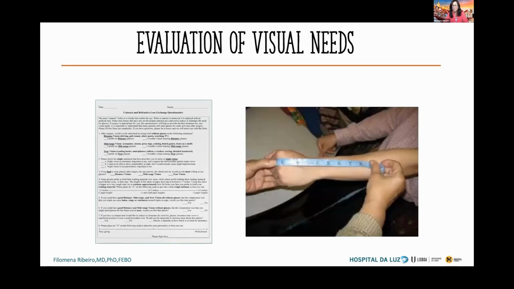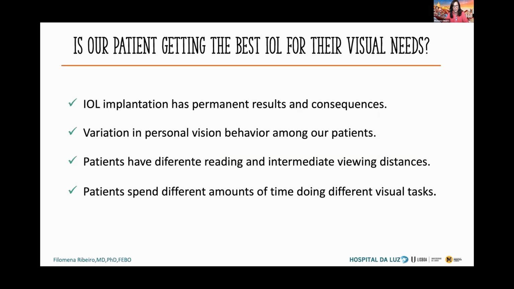Really, we have few instruments to assess all this important information. We have some questionnaires, but patients really have some difficulty responding to these questionnaires. They are too subjective. We have some measurements like the hand length, the arm length. It's not enough for us to choose the best solution.